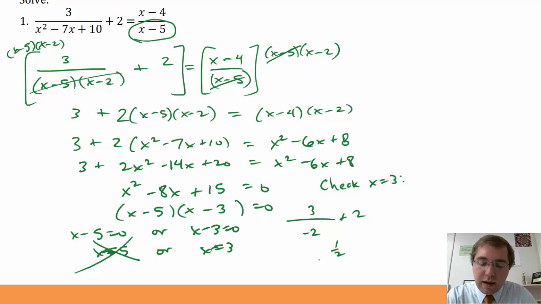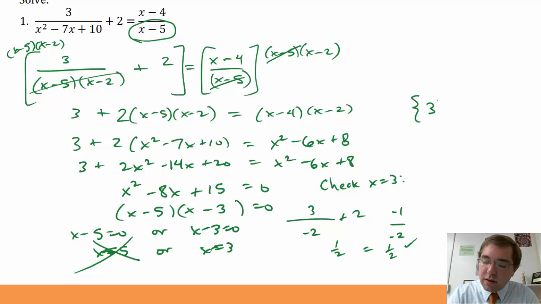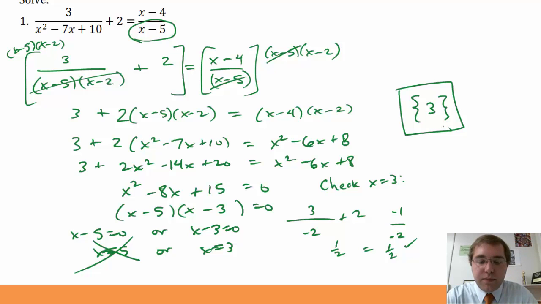On the right hand side I have 3 minus 4, so that's negative 1 over 3 minus 5, which is negative 2, so that's also 1/2. So the left side equals the right side, and x equals 3. That works. So my solution set is simply the set containing the number 3. That's the only solution. 5 is not a solution because 5 makes one of the denominators, actually two of the denominators, 0, and that's a problem. That's undefined.